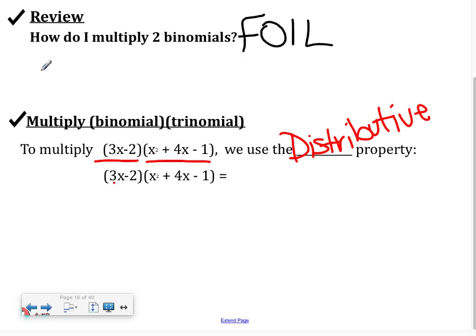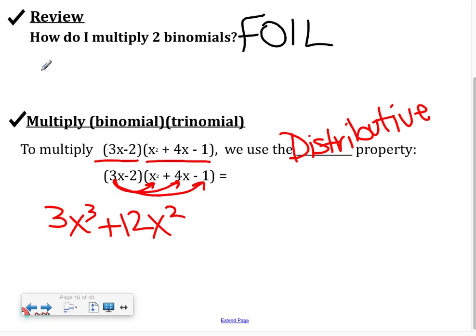So the first thing I'm going to do is I'm going to multiply this 3x to everything inside this other parentheses. So when I do that, I'm going to take 3x times x squared, and I'm going to get 3x to the third. I'm also going to multiply this 3x to this 4x, and I'm going to get plus 12x squared. And then I'm also going to multiply this 3x by this negative 1, and I'm going to get negative 3x. Okay, so now we have multiplied that first part, so that is done.